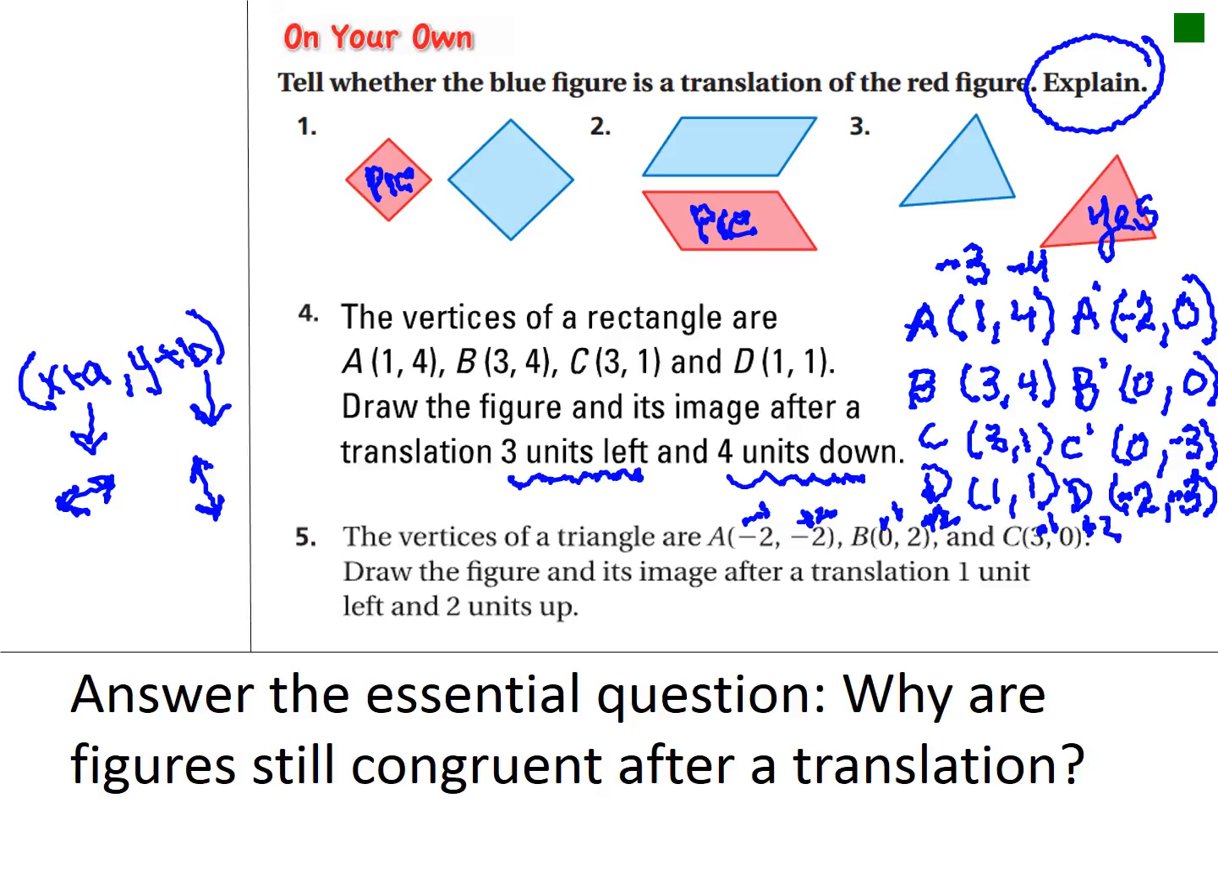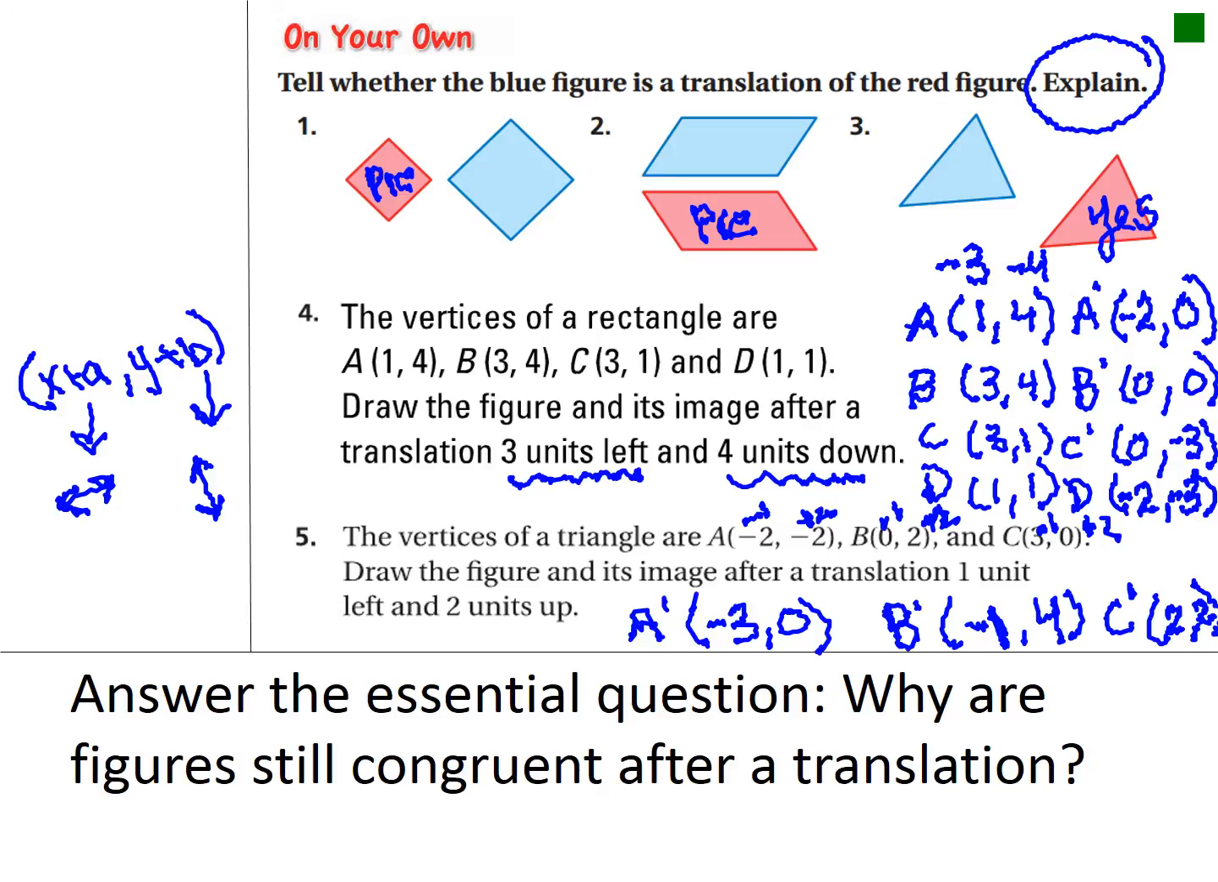Add 2, so A's image is going to be negative 2 minus 1 is negative 3. Negative 2 plus 2 is 0. B's image is going to be 0 minus 1 is negative 1. 2 plus 2 is 4. My pen's being really bad. That's a 1. And C's image is 3 minus 1 is 2. And 0 plus 2 is 2.